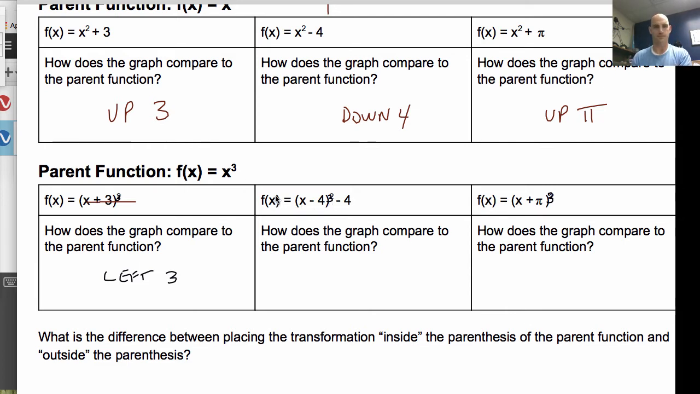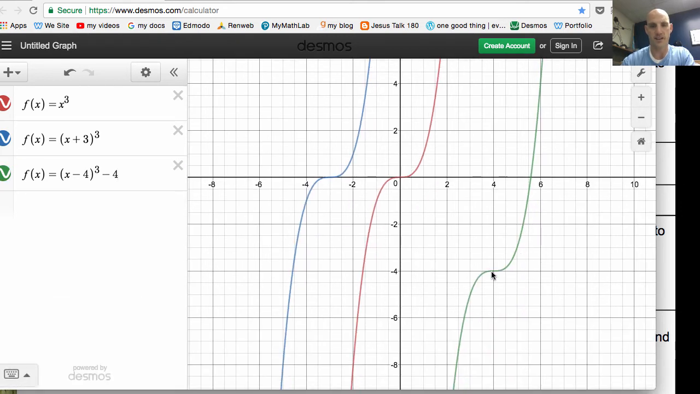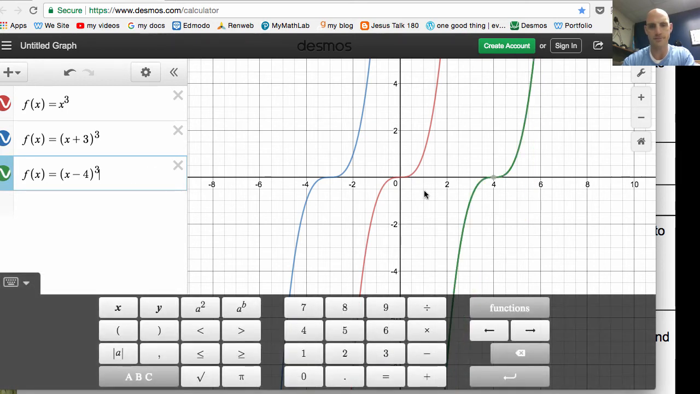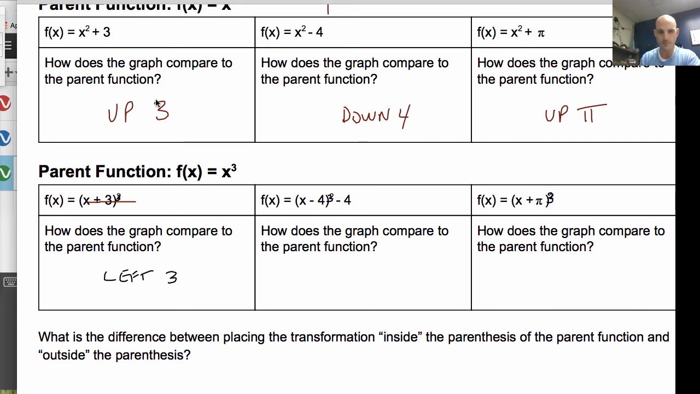Let's see if it holds true. x minus 4. So let's see. I'll do f of x equals x minus 4 cubed, minus 4. So where'd it go? Oh, it's down 4, but it's to the right 4. So let's say I took this minus 4 off. When I subtract 4 inside, it moves to the right 4. And then it's still true that if I subtract 4 outside, it moves down 4. And so this one goes down 4, right 4.